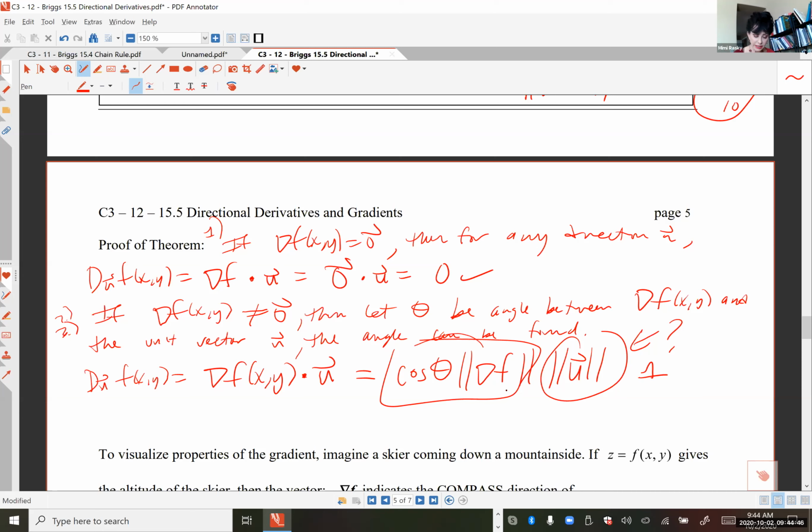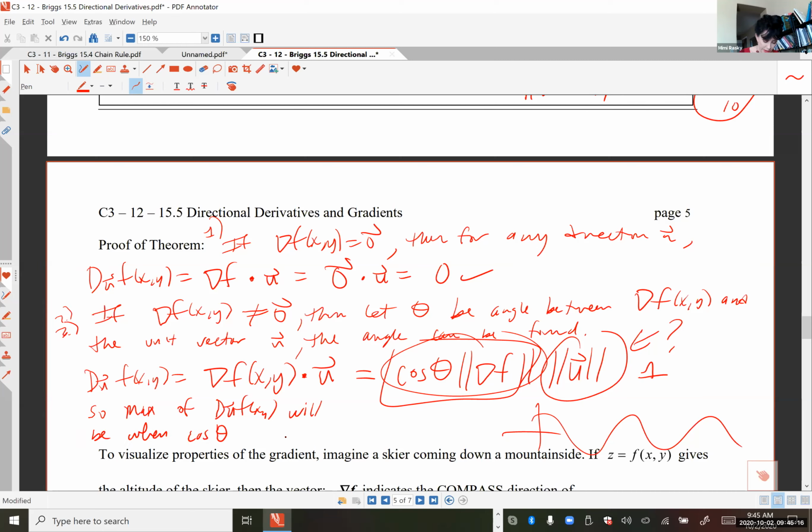But now let's think about that. What are all the possibilities of this number, because directional derivatives are scalars? What are all the possibilities of cosine? Well, let's talk about the maximum. What's the maximum that cosine can ever reach, knowing what you know about the cosine graph? 1. So the max of a directional derivative will be when cosine theta is at a max, which is when cosine theta is equal to 1. Does everybody buy this?